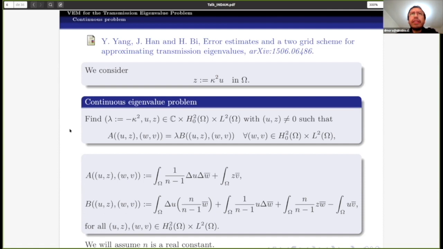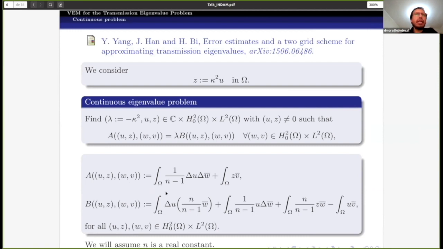So we observe that we now have two variables. This means that it is a double-size eigenvalue problem, but we observe that it is now a linear eigenvalue problem. So we only have lambda here. And the sesquilinear forms A and B are defined by this expression.